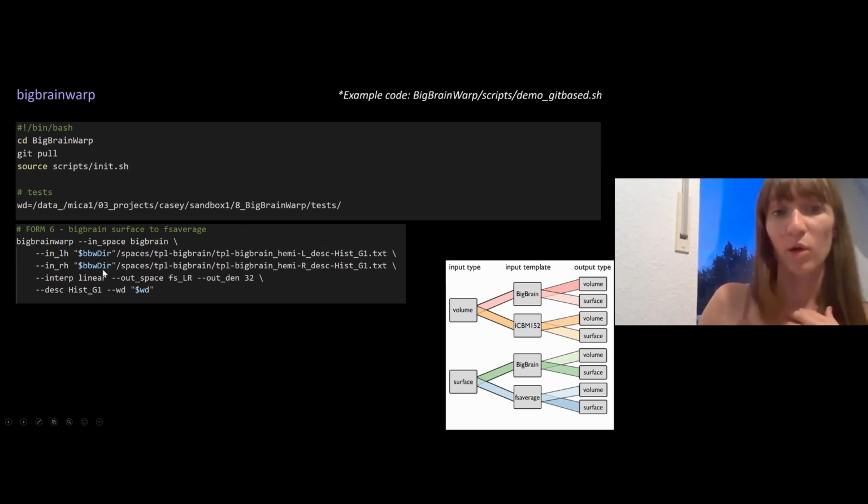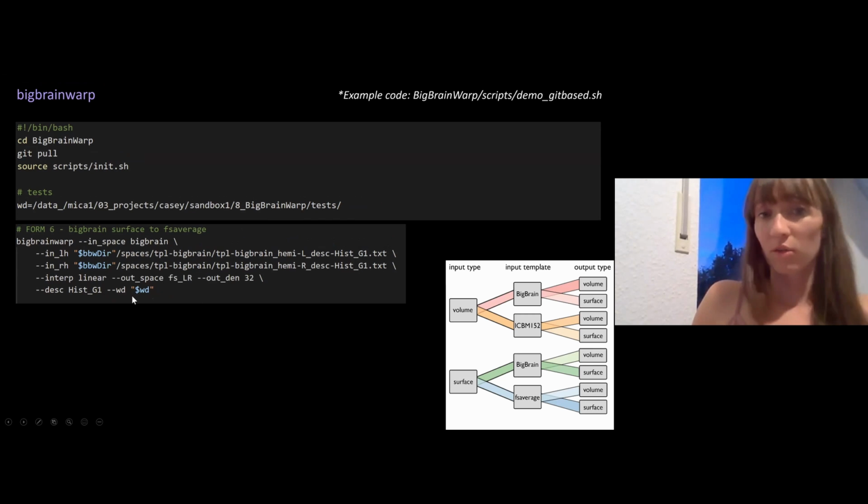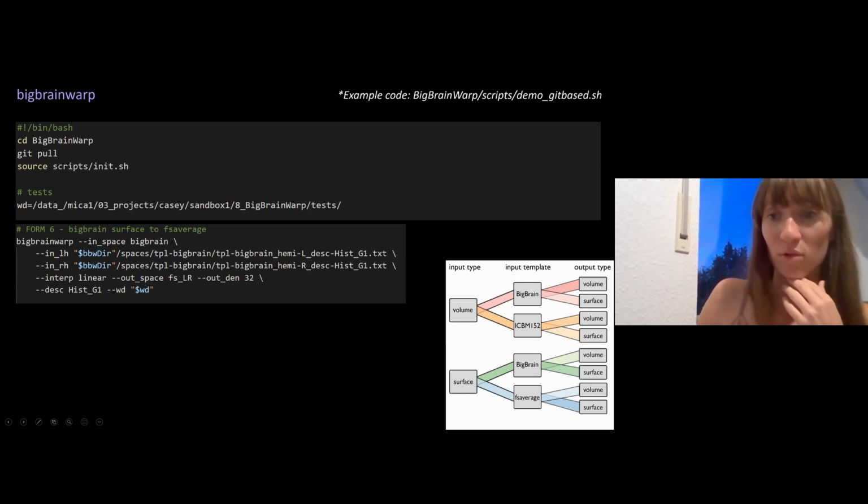So another example would be going from BigBrain surface to FS average. Really, the only main difference here is that you're going to put in the data on the left and right hemisphere. And instead of defining the output resolution, here I've defined the output density. So we're going to have it on a 32K density mesh. But generally, I think it should be relatively simple. And this code that I'm presenting is already contained in the GitHub. You have all 8 forms of the different transformations that are possible in that script as well. So hopefully that answers a lot of questions of how to use this toolbox, but feel free to get in touch if there's any more.